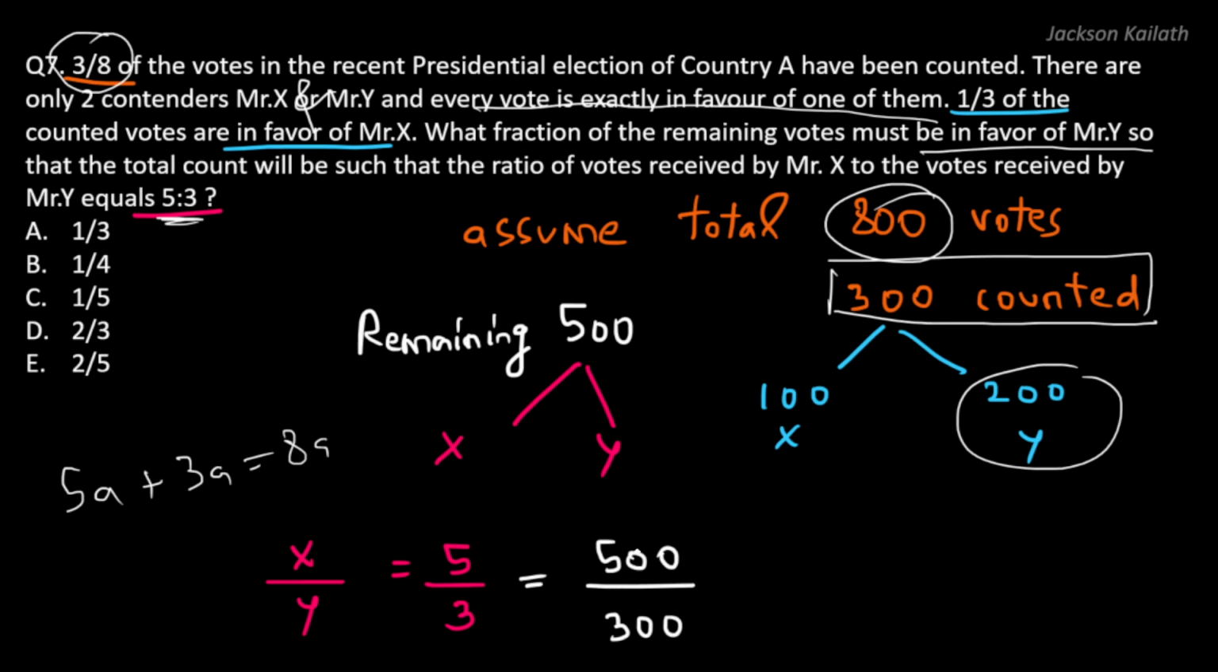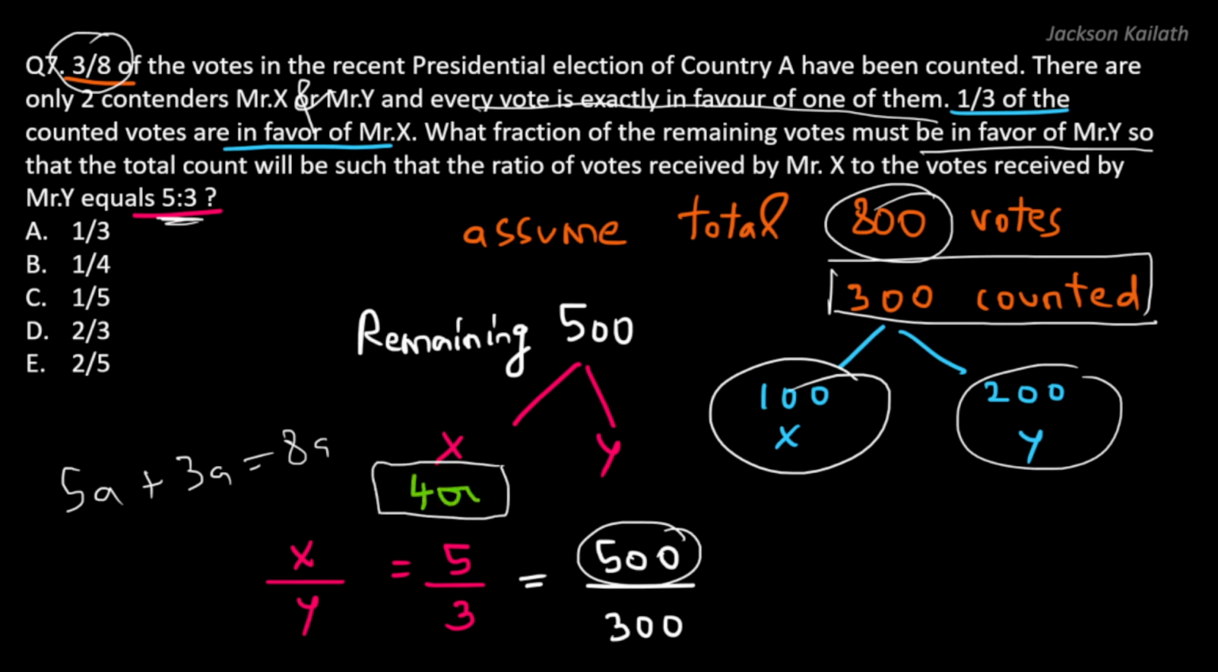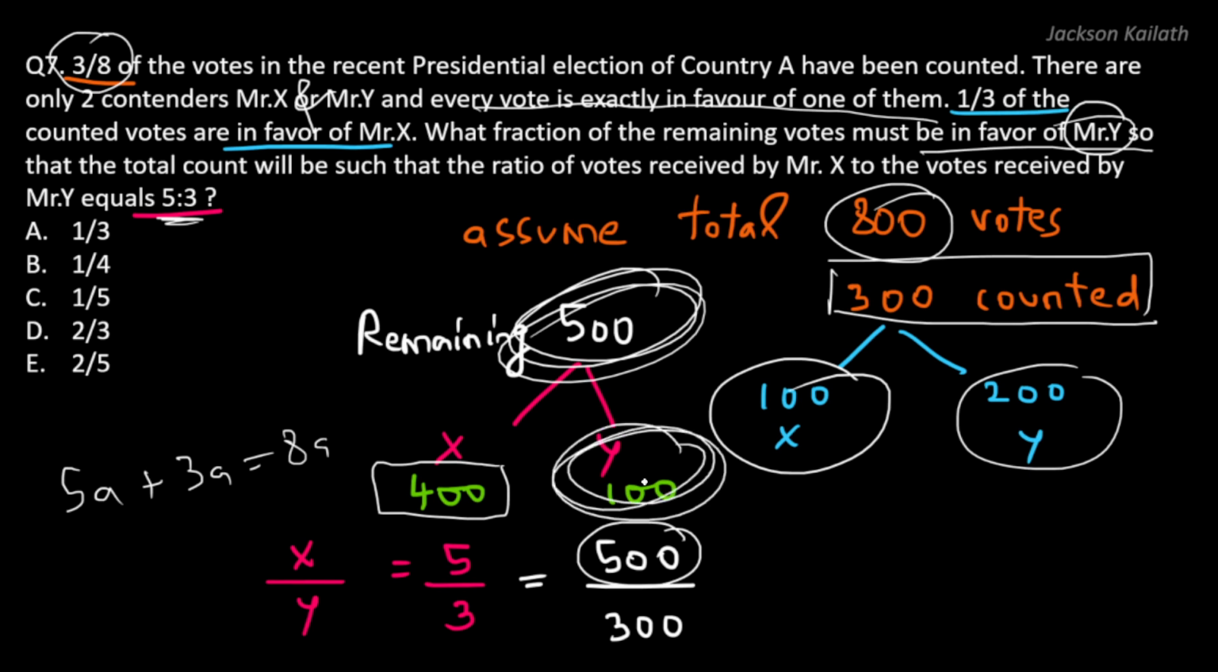Now we already know that X got 100 votes and the total for X should be 500. So out of the remaining 500 over here, the value which goes to X should be equal to 400. And if this is 400 and the total of these two is 500, this will be equal to 100. Now the question is, what fraction of the remaining votes must be in favor of Mr. Y? The remaining votes is 500, and out of these 100 should be in favor of Y. So that's what we found over here. So the correct answer will be 100 divided by 500, which is nothing but 1 divided by 5, which is answer option C.